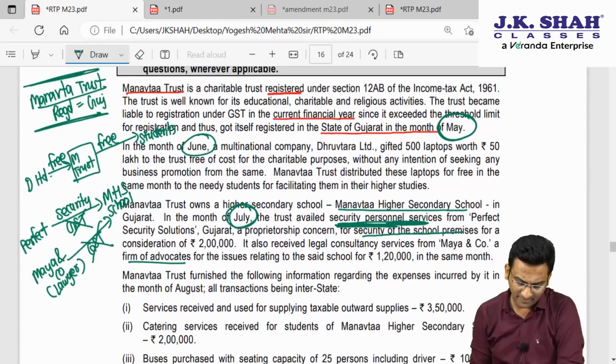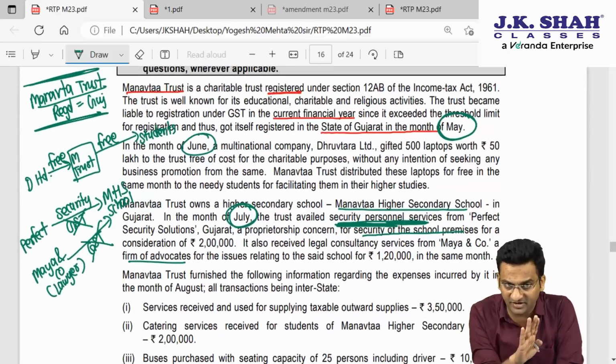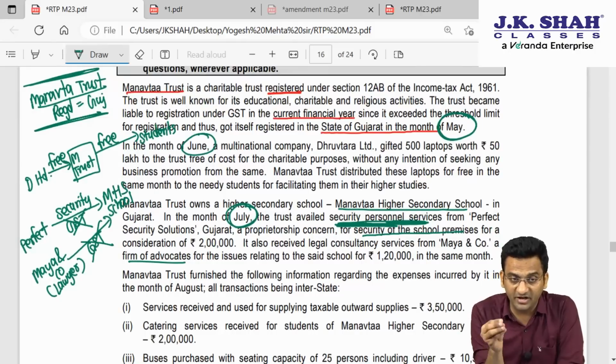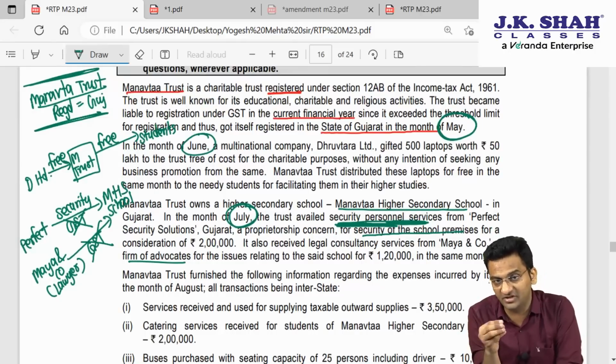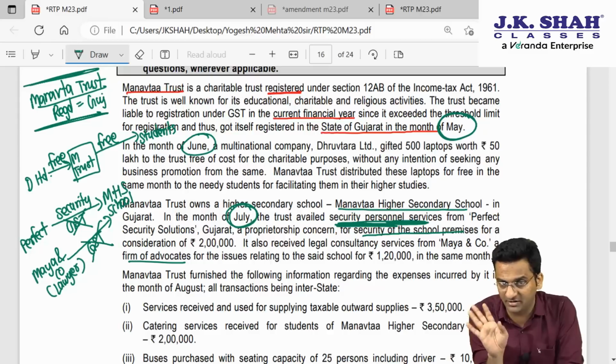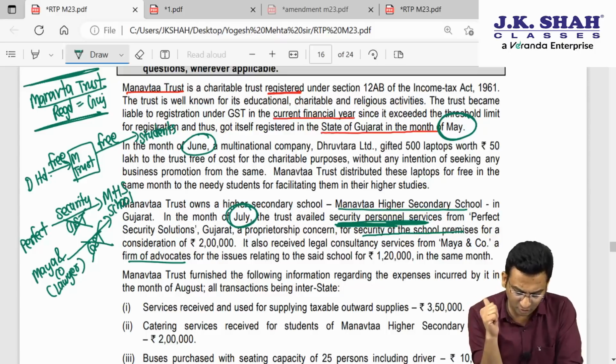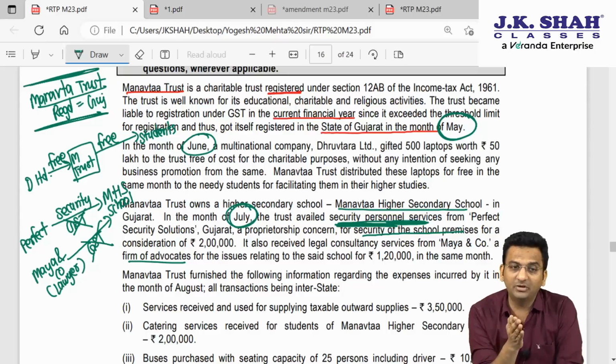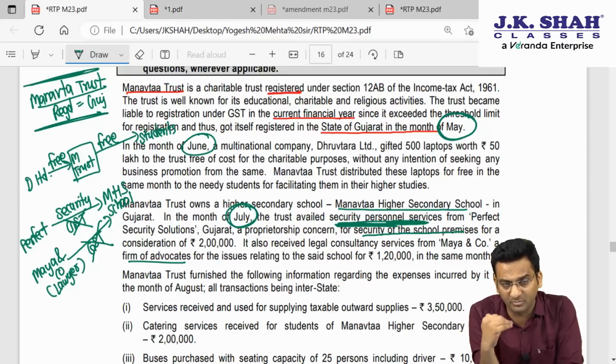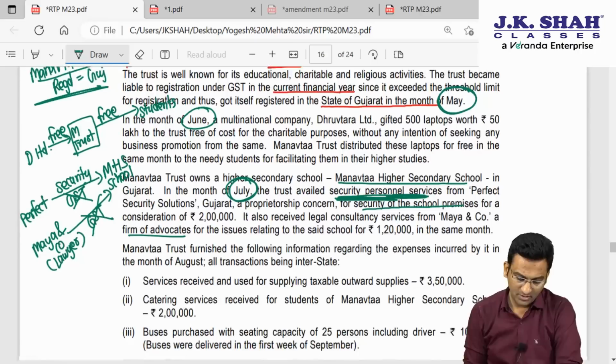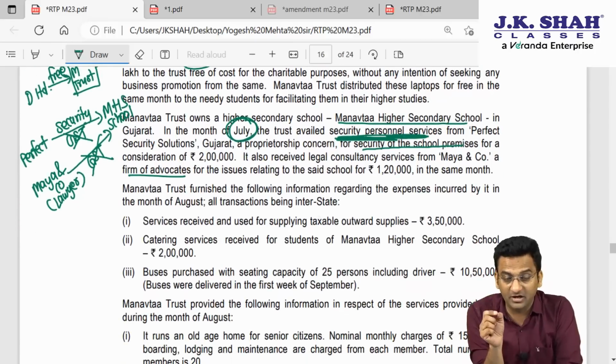Now, this was the third paragraph. In the first paragraph it is written that Manavta is a registered trust. It is registered in income tax as well as in GST. In GST, they got registered in the state of Gujarat in the month of May. Then, in the second paragraph, the information relates to the month of June. In the month of June, friends, Dhruv Tara Limited gifted a few laptops to the Manavta Trust, and then Manavta Trust distributed these laptops to the students. Then in the third paragraph, friends, the question relates to the month of July.